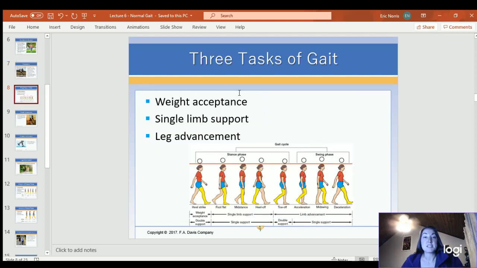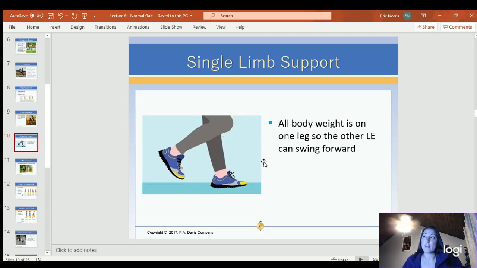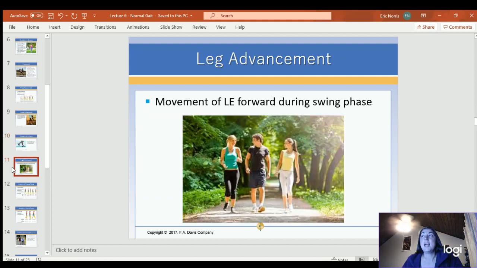Okay, so our three tasks of the gait cycle are weight acceptance, single limb support, and leg advancement. During weight acceptance, it's the beginning of the stance phase, and it is when your body weight begins to shift onto that leg. So you've hit the ground with that leg, and now you are shifting your body weight over top of that leg in order to free the other leg to leave the ground. That's called weight acceptance. Single limb support we've already covered. It's when one foot is on the ground, and of course the other limb is then able to swing forward. And leg advancement is when the limb is swinging forward.